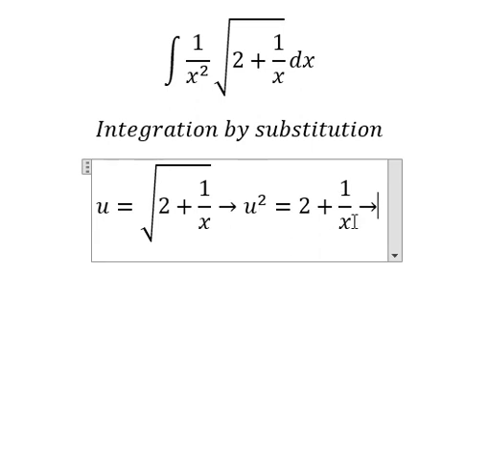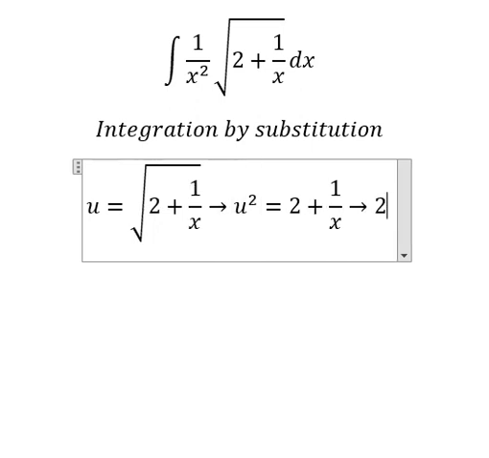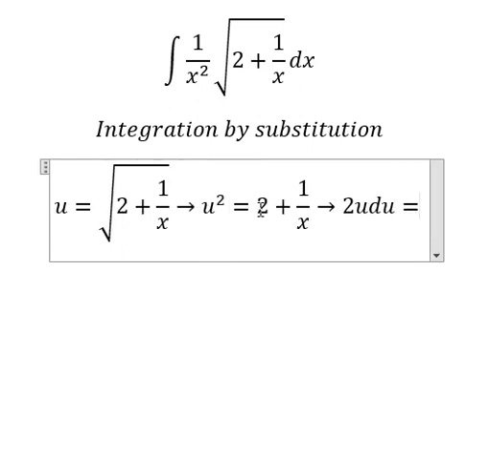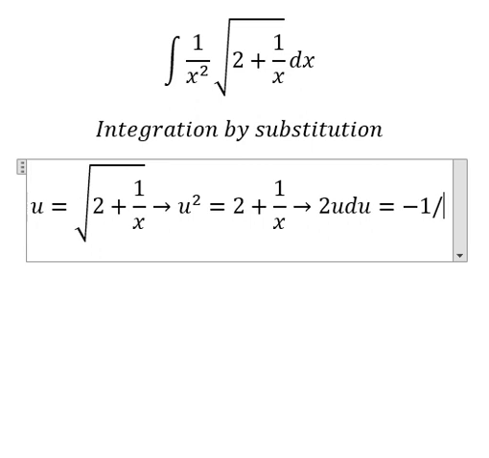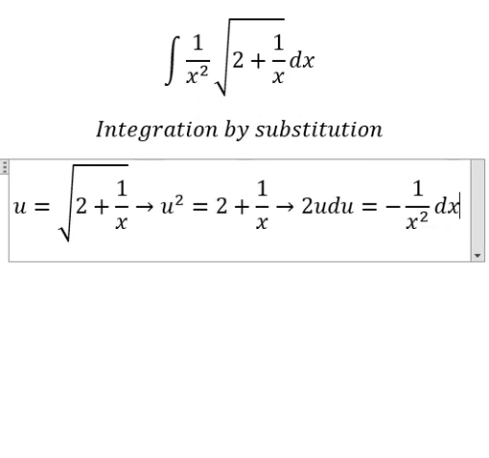Next, we need to do first the derivative for both sides. This one we have 2u. This one is the constant, so you get 0. This one is negative 1 over x squared dx. Because we don't have the negative sign in here, I will move this one to the left.